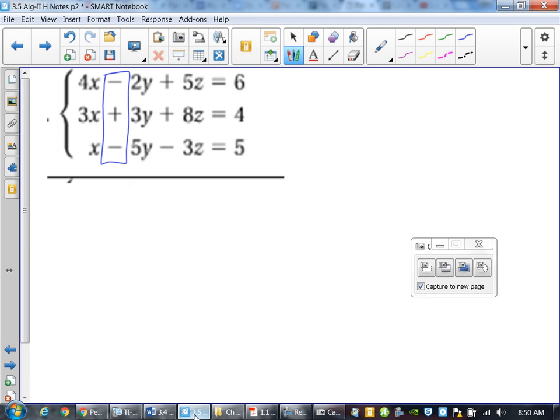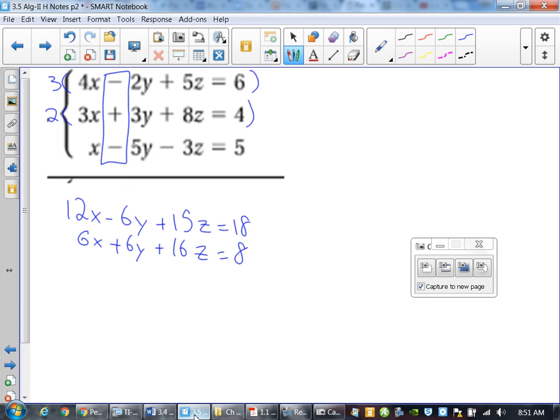So what I'm going to do is multiply the top equation by 3, middle equation by 2, and I get this. 12x minus 6y plus 15z is 18. That's by multiplying the top one by 3. I'm going to multiply the middle one then by 2. 6x plus 6y plus 16z is 8.